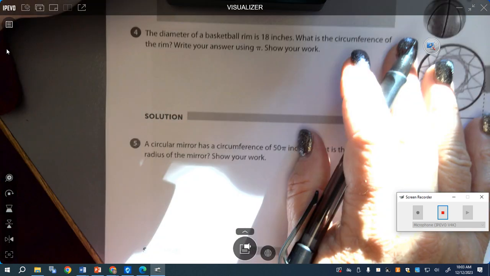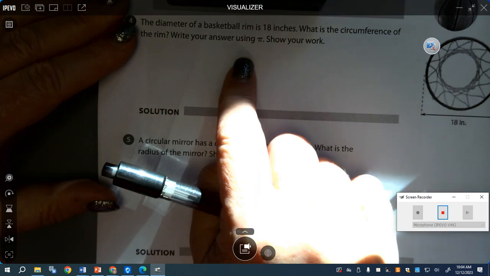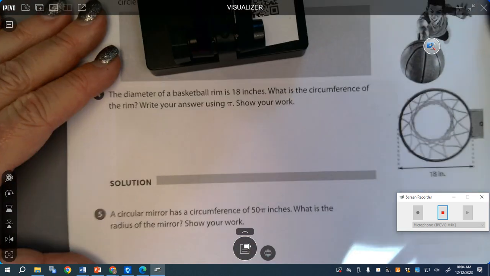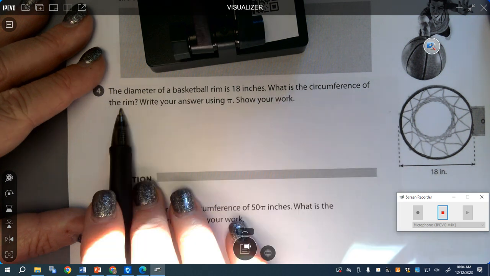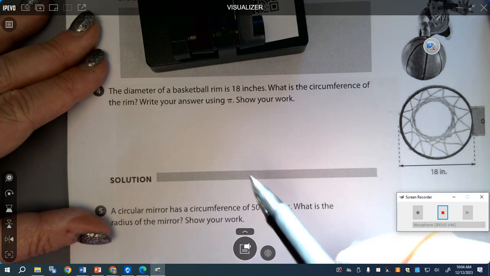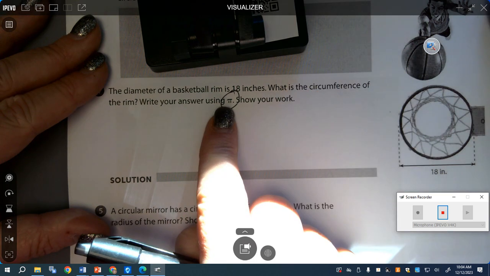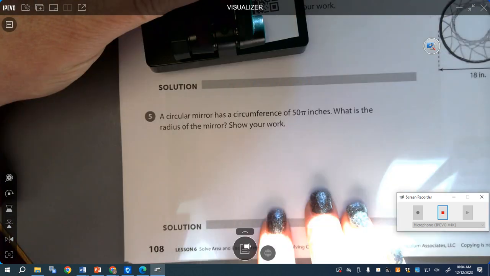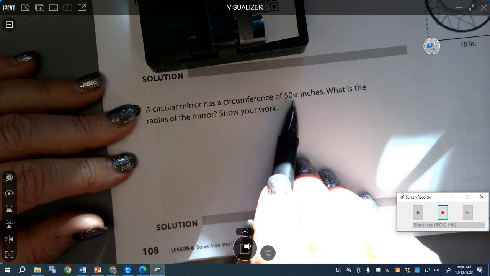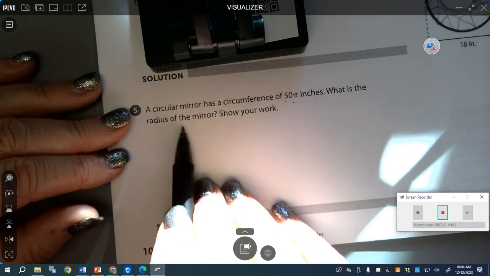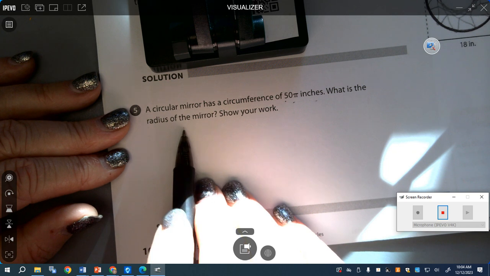Number 4, a basketball rim. Oh gosh, you can't see that, sorry. A basketball rim is 18 inches. What is the circumference of the rim? Write your answer using the pi symbol. Okay? And then number 5, a circular mirror has a circumference of 50 pi inches. What is the radius? Okay?